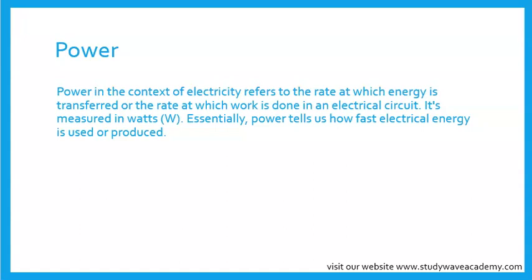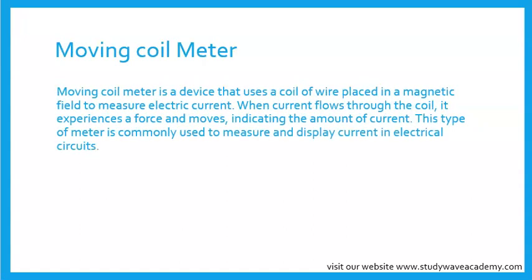So next we're going to be looking at moving coil meter. This is a type of electrical measurement device. Okay? We have the moving coil meter and the watt meter. These are types of electrical measurement devices. Okay? So first we're going to be looking at moving coil meter.